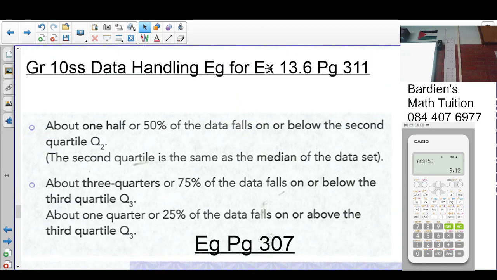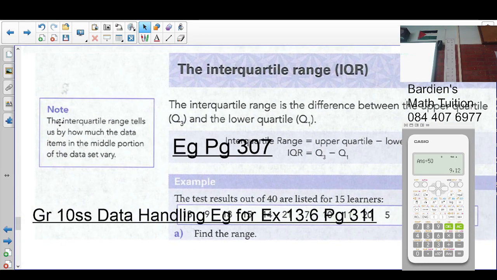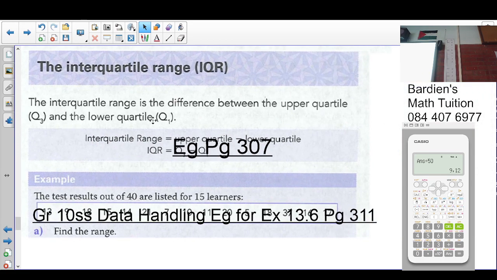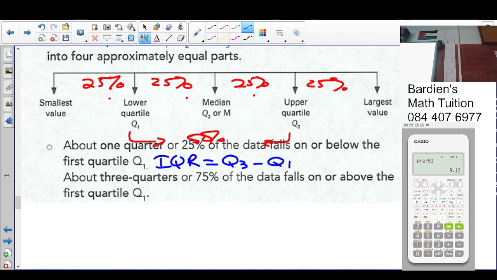Now we're talking about the interquartile range. Here we are told to note that the interquartile range tells us by how much the data items in the middle portion of the data set vary. The interquartile range is the difference between the upper quartile, Q3, and the lower quartile, Q1. And that's exactly what I showed you here. That is Q3, and that's the difference between Q3 and Q1. So when you work out your interquartile range, it is simply going to be Q3 minus Q1.